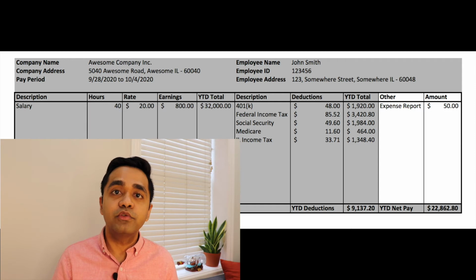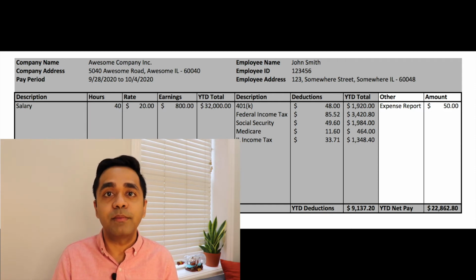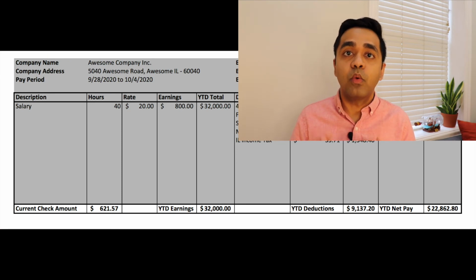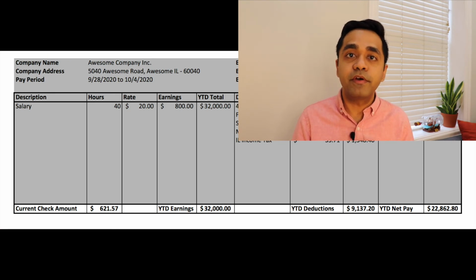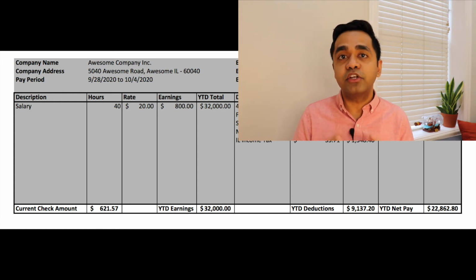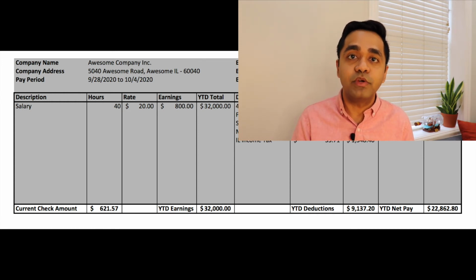This means that John used $50 of his own money to buy something for the company, and now he's being reimbursed for it. Qualified reimbursable expenses are generally not taxed. At the bottom of the pay stub, we see 4 additional items. Once again, moving left to right, the first item we see is the current check amount. This is the amount of money that John is actually getting paid into his bank account.